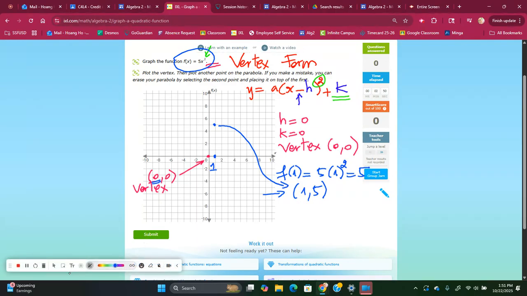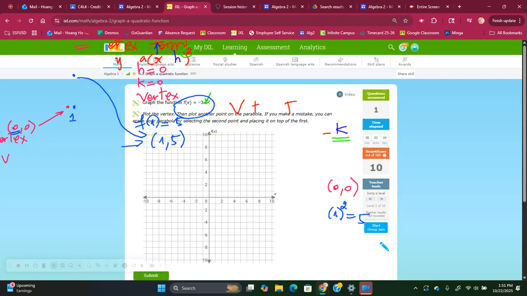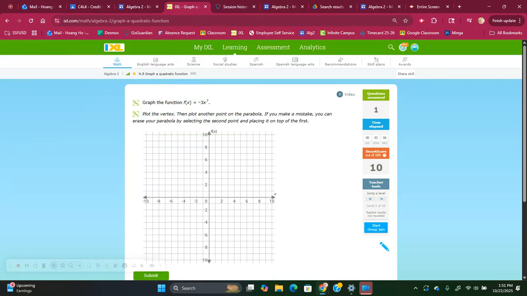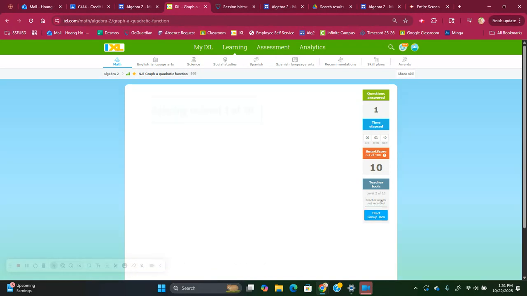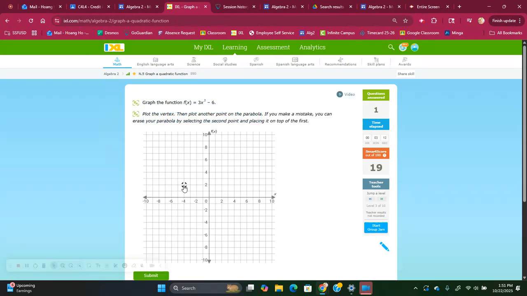So now I get the tool. The first thing I should go to is the vertex, and then the second point at (1, 5). Okay, so you can see it's snapping into the point. So when I submit, I should be correct. Voila. Okay, so now I do it again, same thing over. Let's do the next level.